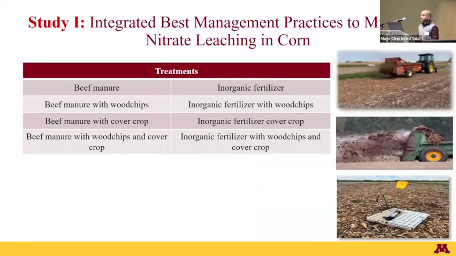So in this study, there were a total of 8 treatments, 4 treatments with beef manure and 4 treatments with inorganic fertilizer. The treatments with beef manure were beef manure only, beef manure with wood chip as mulch, beef manure with cover crop, and beef manure with wood chip and cover crop. Similar treatments were there with the inorganic fertilizer, so inorganic fertilizer only, inorganic fertilizer with wood chip, inorganic fertilizer with cover crop, and inorganic fertilizer with wood chip and cover crop.